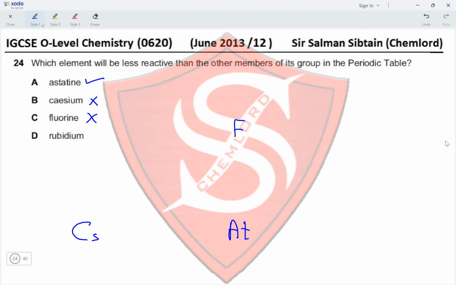Rubidium is found above cesium in group 1. So rubidium would be less reactive than cesium, but more reactive than the other elements above it. So the only element that is less reactive than all the other elements above it in its group is astatine, making option A the correct option for this question.